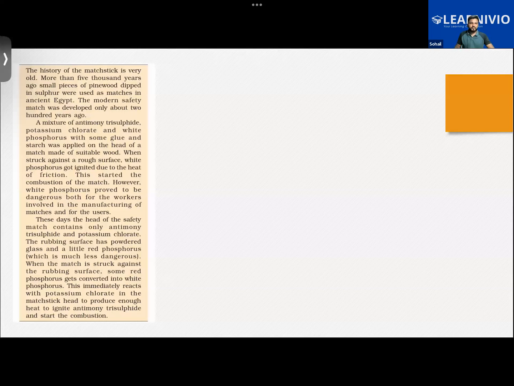However, white phosphorus proved to be dangerous both for the workers involved in the manufacturing of matches and for the users. These days, the head of the safety match contains only antimony trisulfide and potassium chlorate. The rubbing surface has powdered glass and a little red phosphorus, which is much less dangerous. When the match is struck against the rubbing surface, some red phosphorus gets converted into white phosphorus. This immediately reacts with potassium chlorate in the matchstick head to produce enough heat to ignite antimony trisulfide and start the combustion.